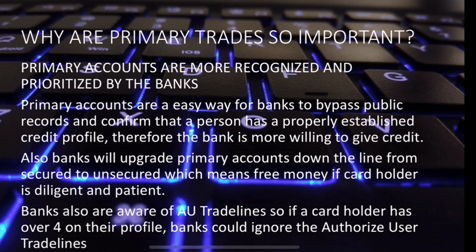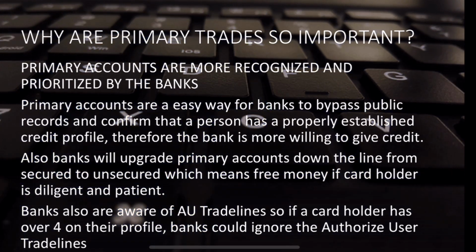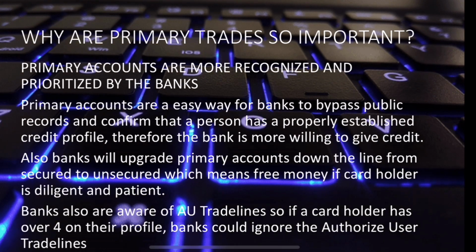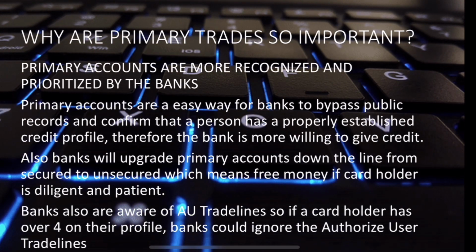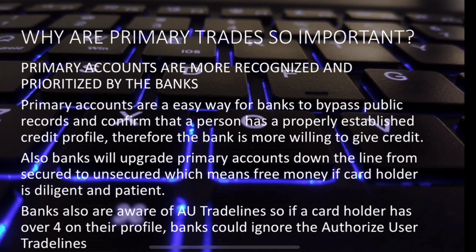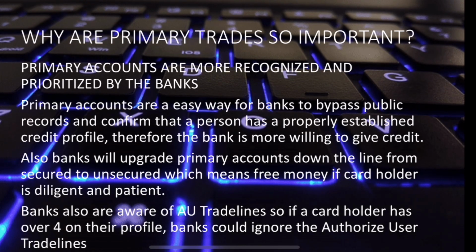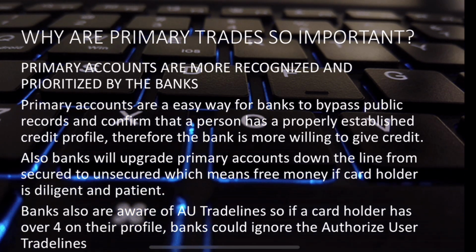Now, AU trade lines are very important to have on the profile, and you need those on a profile. They're the easiest trade lines to acquire without upfront money investment, outside of actually buying the trade line or getting a family member to add you, however you find one. But you don't want to overload your profile with these, because the bank could see that as frivolous, and if they see that as frivolous, then they could ignore those trade lines.